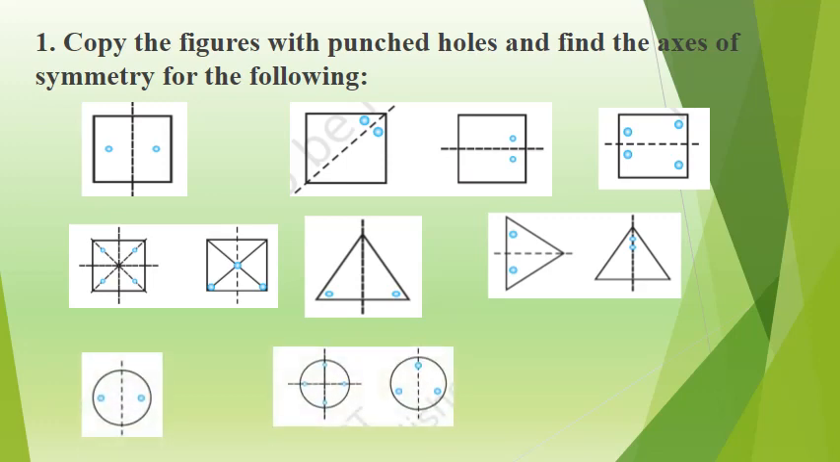Next, a circle is given. So the line of symmetry is the diameter. Here two lines of symmetry have been drawn this way. Here only one line of symmetry is there.